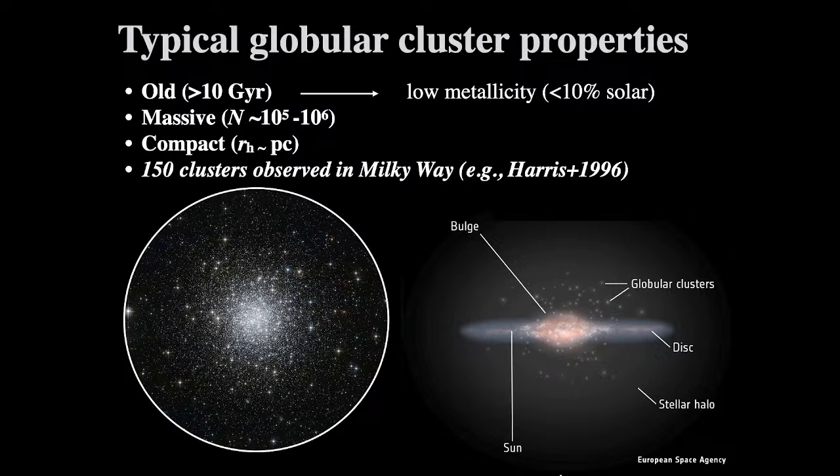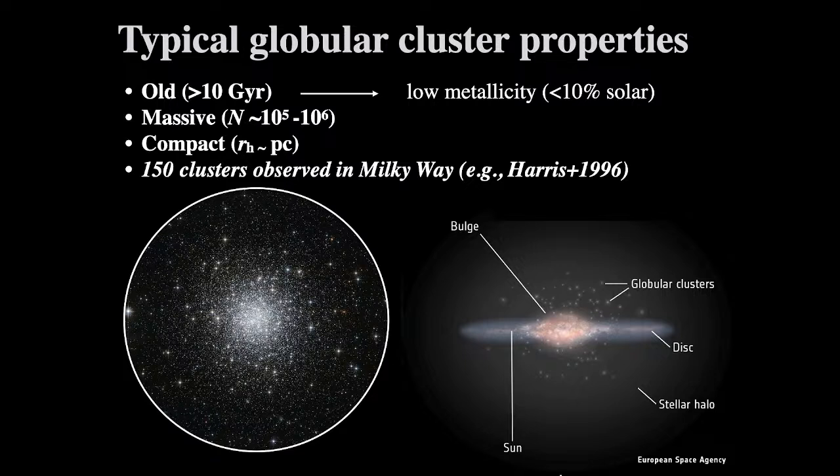Globular clusters are some of the oldest stars in the galaxy. A characteristic age to keep in mind is around 10 billion years old, although some of the Milky Way clusters are even older than this, 13 billion years or so. Associated with their very old ages, these are generally very low metallicity populations simply because they were formed earlier on in the universe. A nice fiducial number to keep in mind is around 10% of the solar metallicity, although some of the Milky Way clusters can be as low as 1% or even lower of the solar metallicity value.